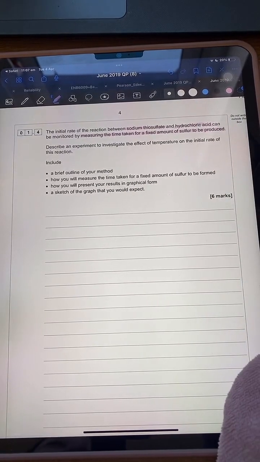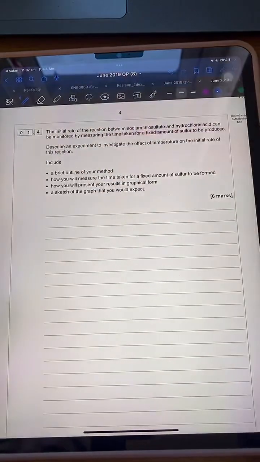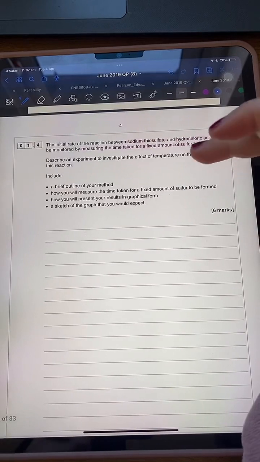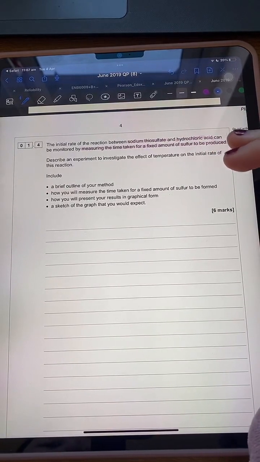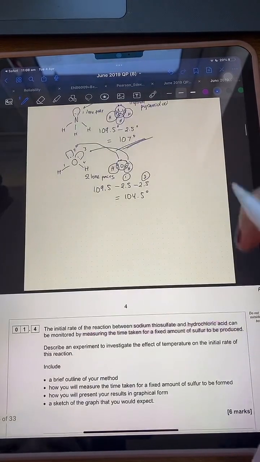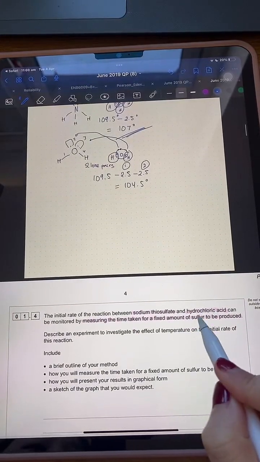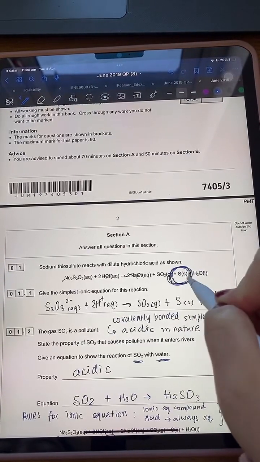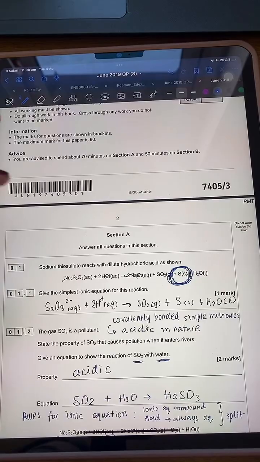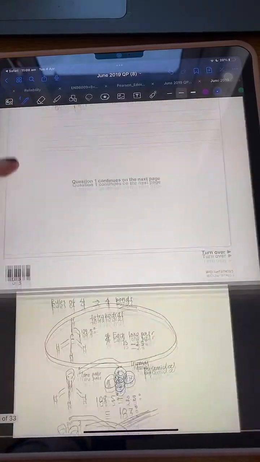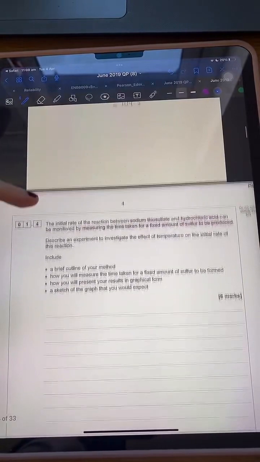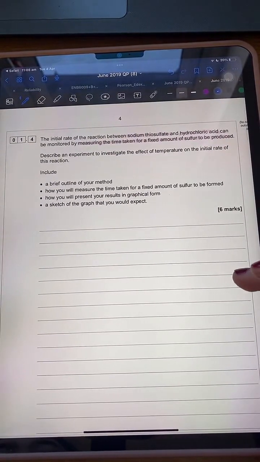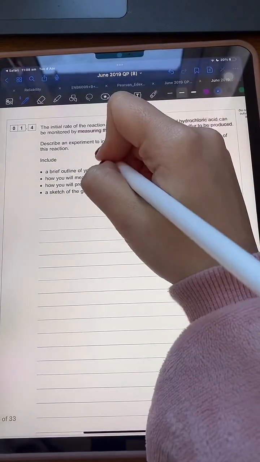Okay, so let's take a look at what we need so far. I'm just going to scroll up and show you why we are not using a gas syringe. It says that we're measuring the amount of sulfur to be produced, and we saw here that sulfur is a solid. So we are using the disappearing cross experiment. You guys are right, the thing with the beaker. That's right. So I'm going to write that down there. We are going to use disappearing cross.